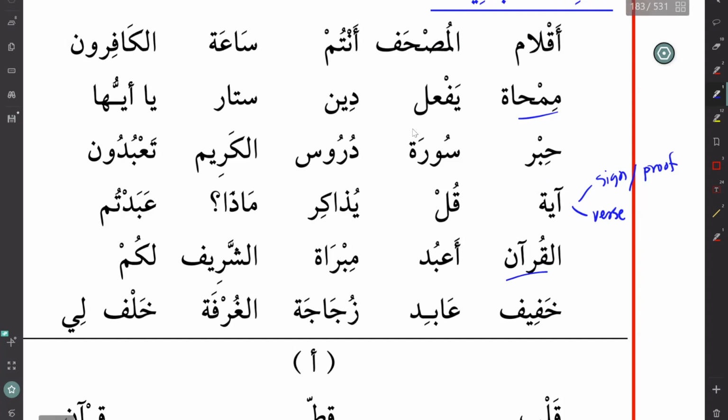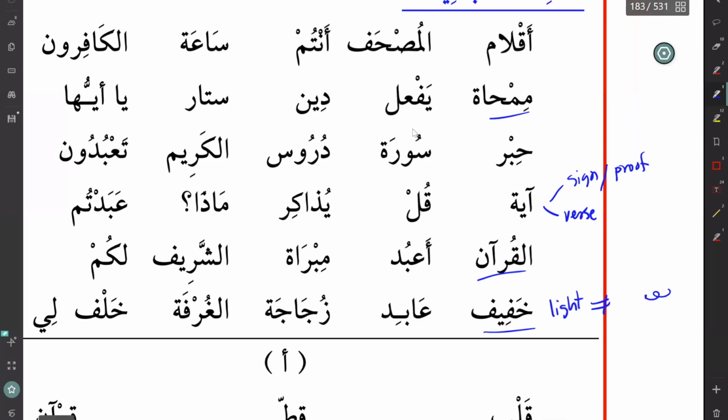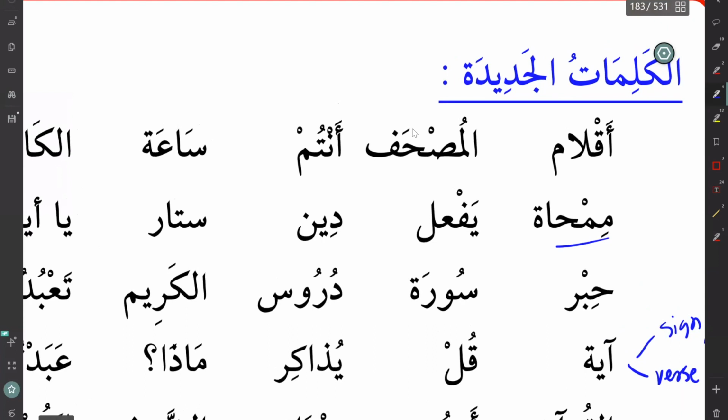Now, and Al-Quran and khafif. Khafif is light. What is the opposite of khafif? Thaqil. Thaqilun. Okay, thaqil is heavy. Khafif is light. Thaqil is heavy. Okay, and we have mushaf. The printed complete Quran is called mushaf.